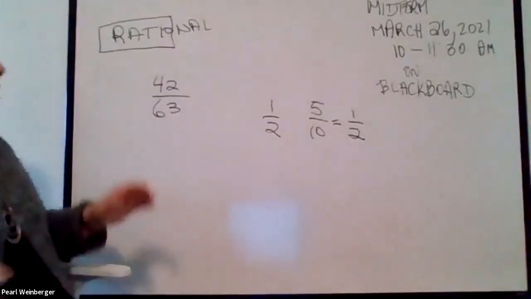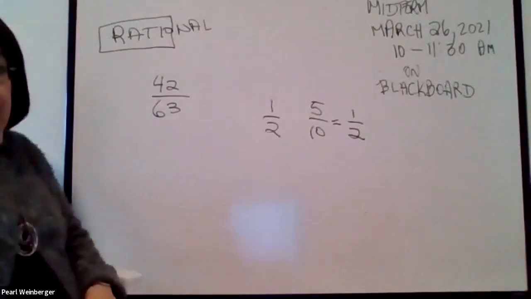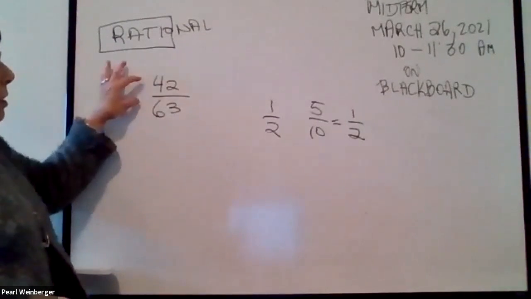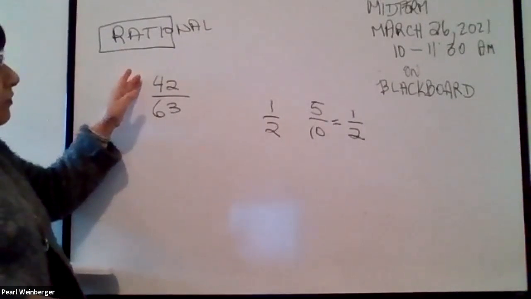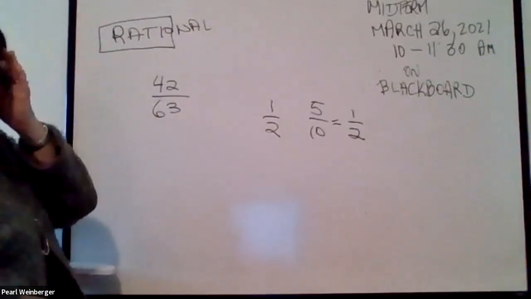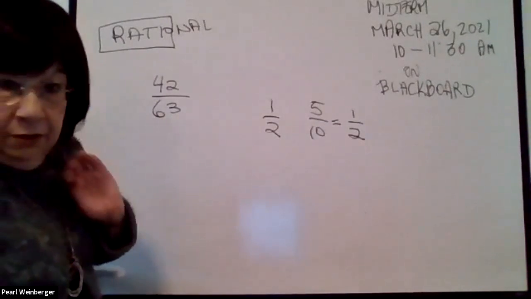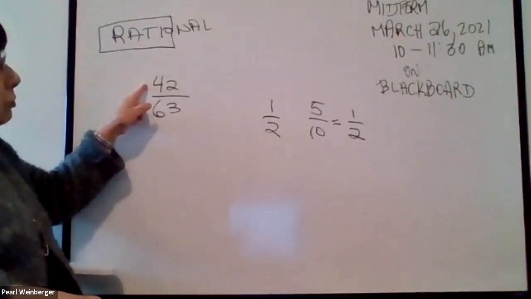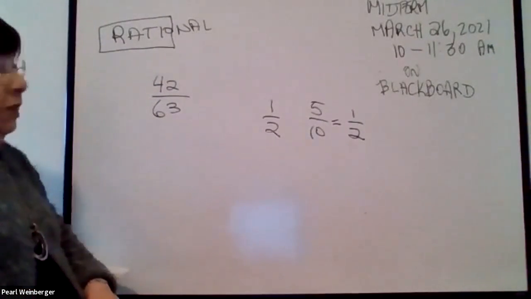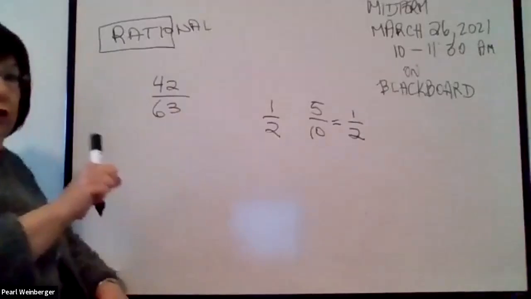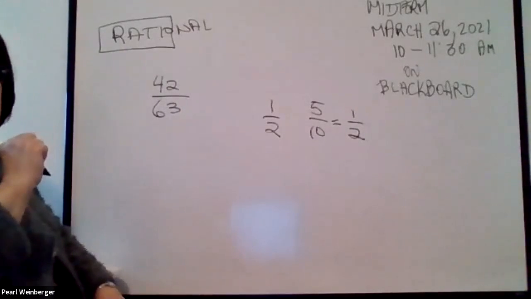What about something like 42 over 63? Obviously, 5 over 10 was a lot easier. What makes sense is to try to factor your numerator and your denominator, and then see if there's anything in common in both of them. So what do we see with 42? What can we multiply to get 42? What are the factors of 42?